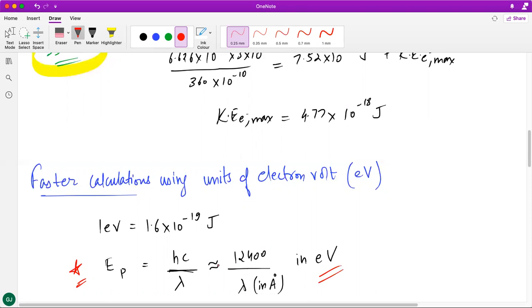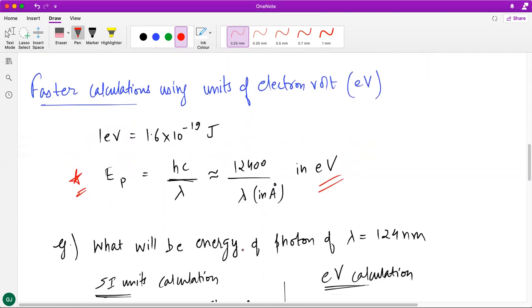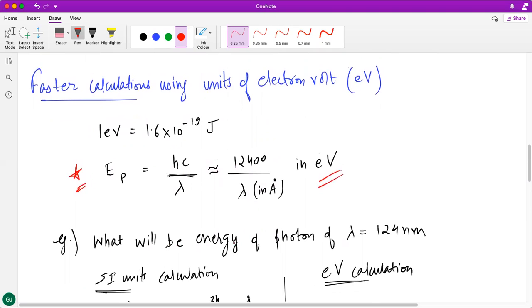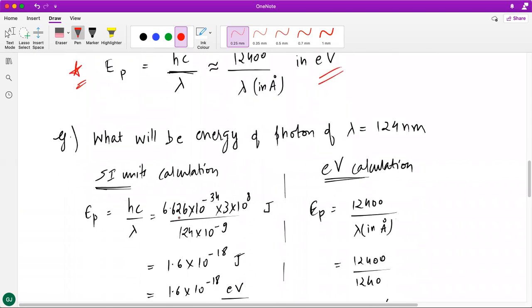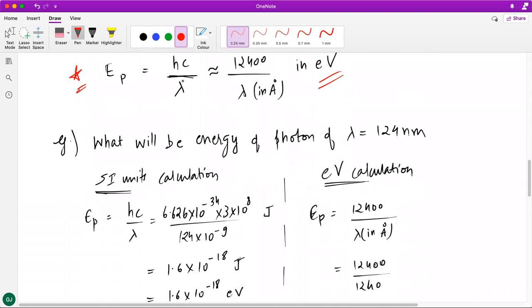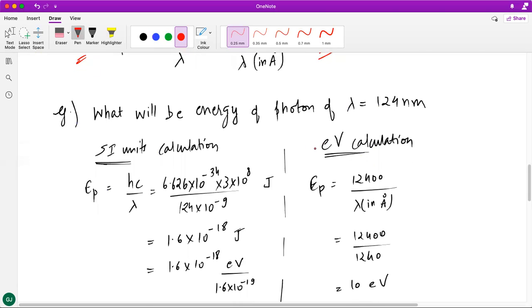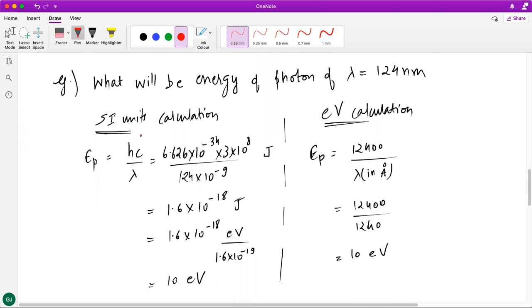Now, how did I arrive at it? You yourself can try. You have this simple illustration in front of you, which can help you understand how we arrived at this relationship. So let's say I ask you to calculate the energy of a photon of wavelength 124 nanometers. You will have two options, either to use this formula hc by lambda or the eV based formula. Both are going to work fine for you.